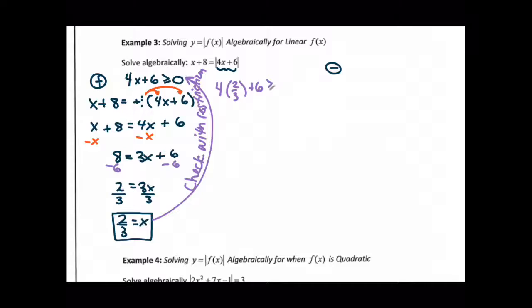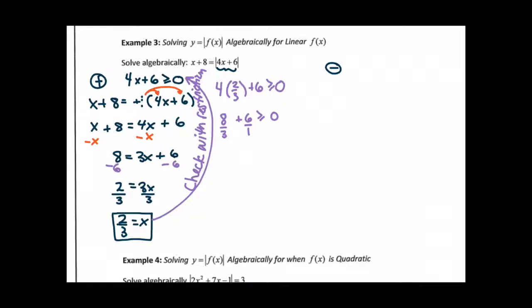And this has to turn out to be greater than or equal to 0. So 8 over 3 plus 6 is greater than or equal to 0. You could get a common denominator. It's going to turn out to be just some positive number anyways.